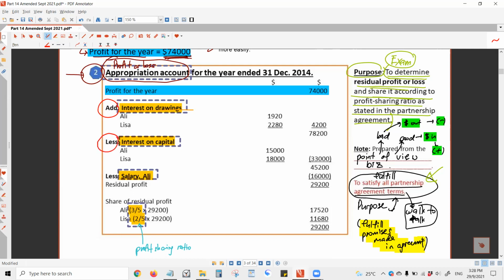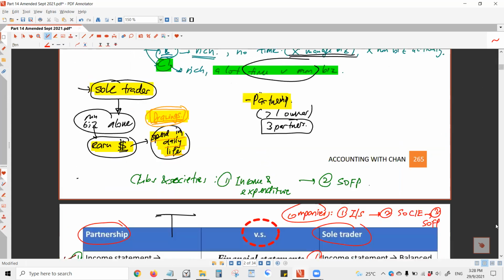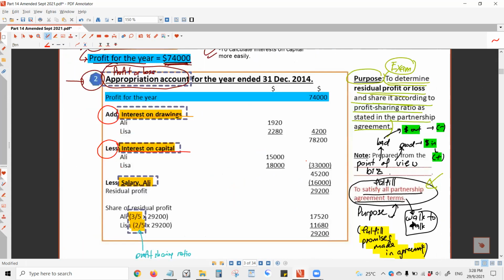Next one, interest on capital. What is interest on capital? Reward to the partners, remember? Interest on capital is rewards to the partners. So money getting out of business, right? So minus. Salary to Ali. So money getting out of business, right? So minus. Easy? Yes. Okay.